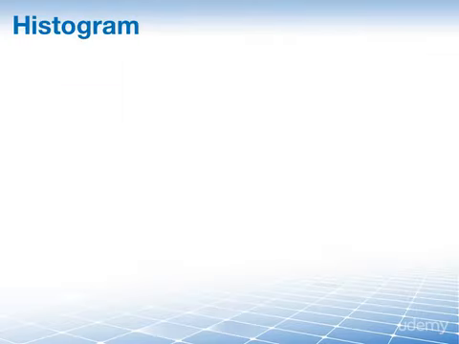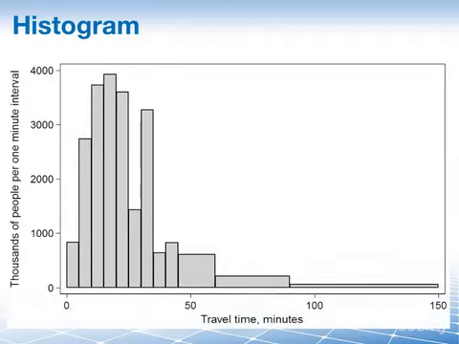Next in our list of these 7 basic tools is the histogram, which is used to show the frequency distribution of a set of measurements. What you see here is a histogram of data collected by the U.S. Census Bureau in regards to how long it takes people to travel to work.